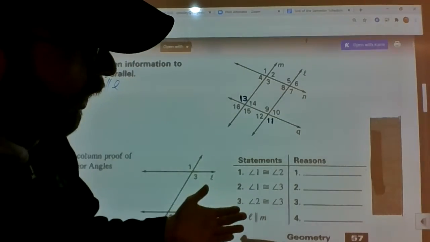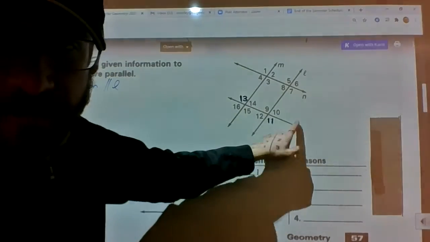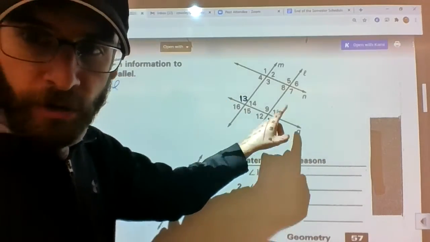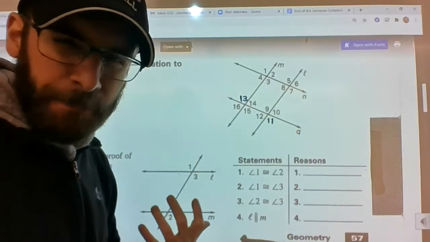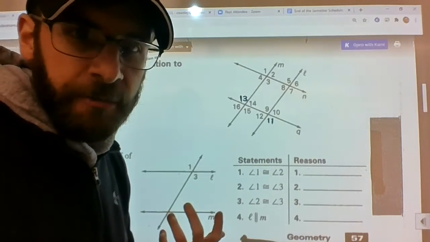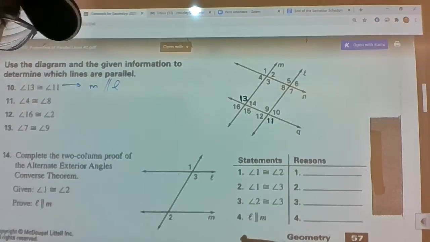We don't know if N and Q are parallel with just this information. In order for N and Q to be proven parallel, you'd need more information. That's it for number 10.